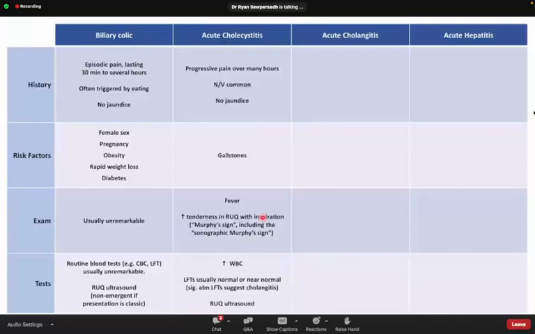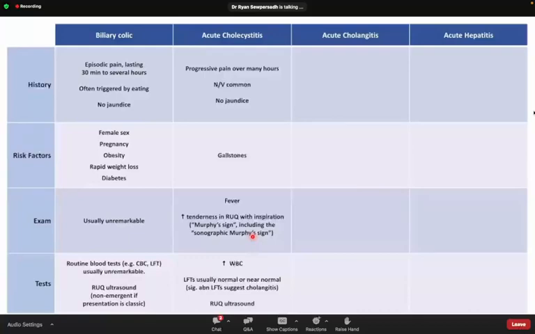The classic finding is an increase in right upper quadrant tenderness on inspiration when the diaphragm descends, pushing the liver and gallbladder into the examiner's stationary hands. This is known as the infamous Murphy's sign. Murphy's sign. Not Murphy from The Good Doctor now, although probably he might have discovered the sign, I'm not sure.